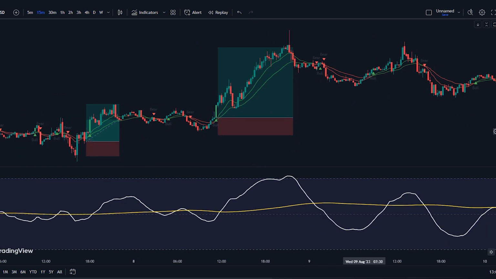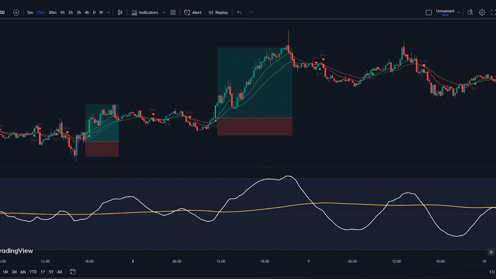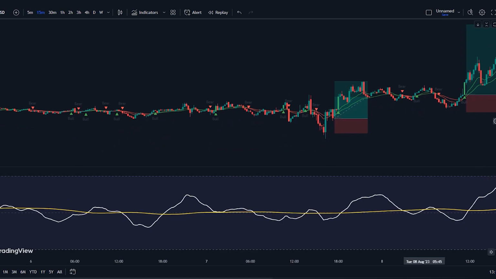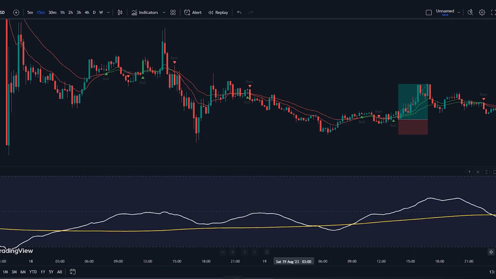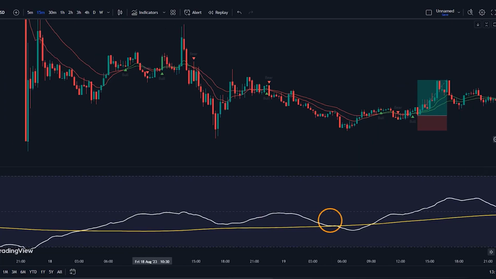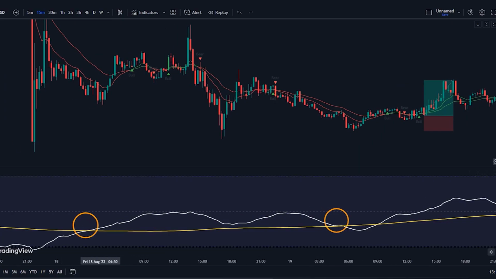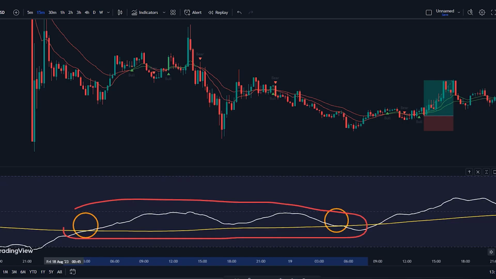Let's count the number of positions and their status. Overall, we had 19 trading positions, and every single one of them was profitable. So this strategy's win rate has reached 100% here. By filtering out all false signals with the advanced RSI indicator, the strategy's win rate increased to 100%.